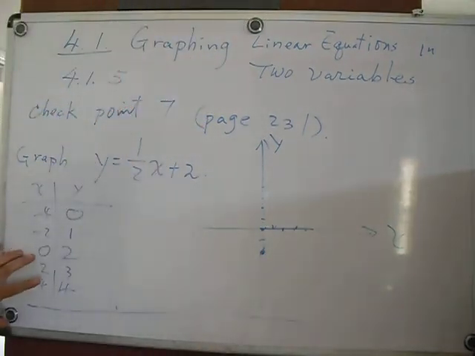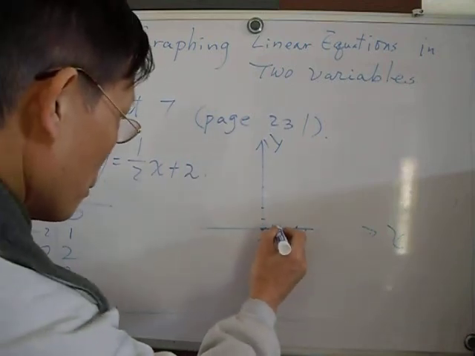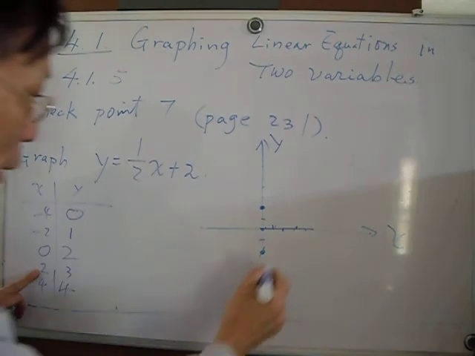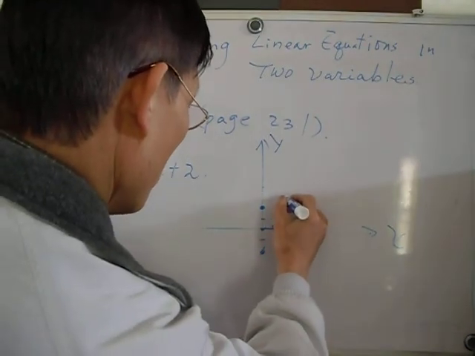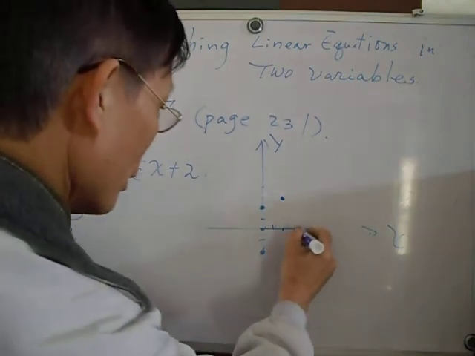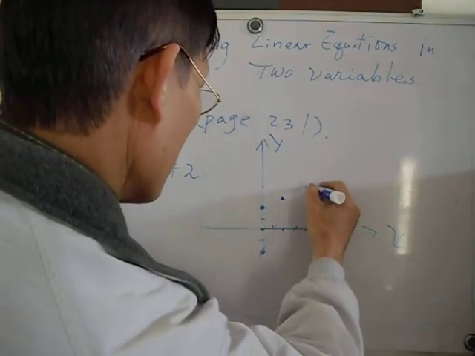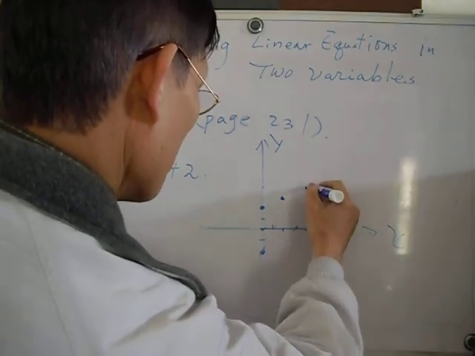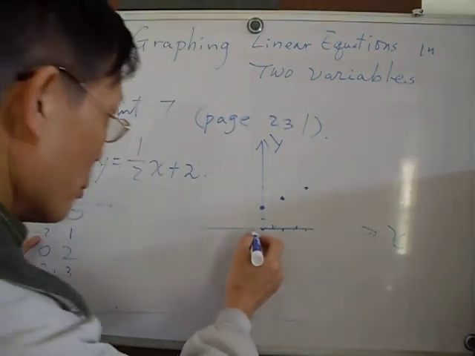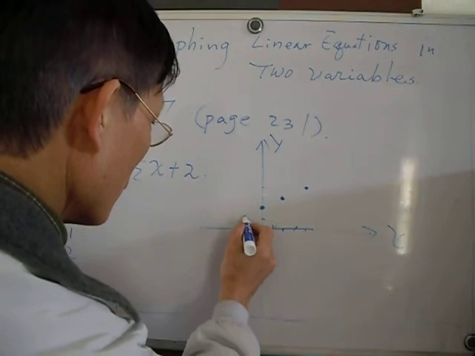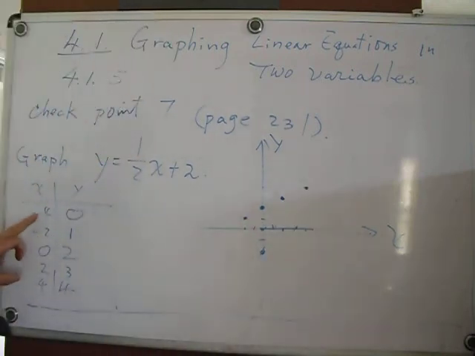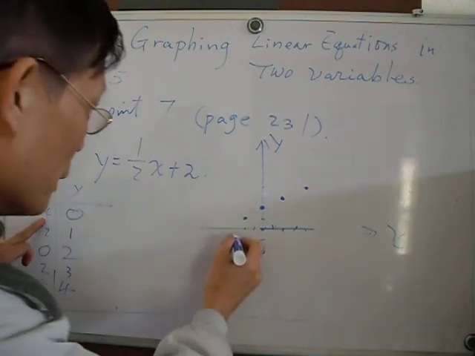Then we're ready to graph. 0, positive 2 right here. The first point, 2, 3, will be right here. 4, 4 should be on the straight line. And negative 2, 1 here, as you can see, that's still on the straight line. Negative 4, 0.